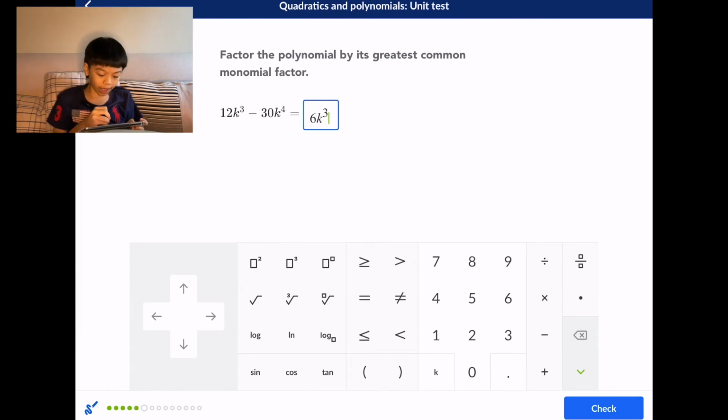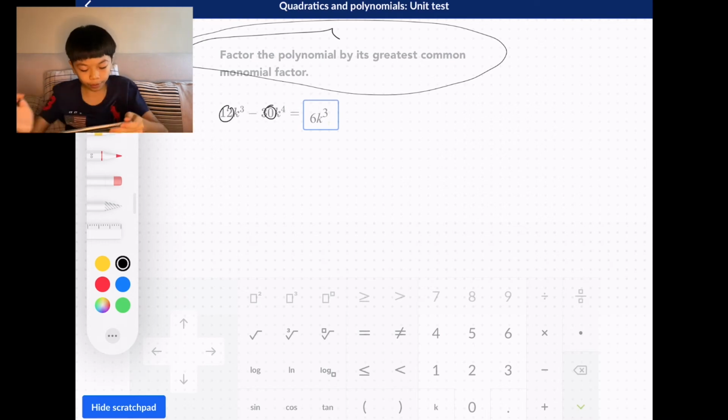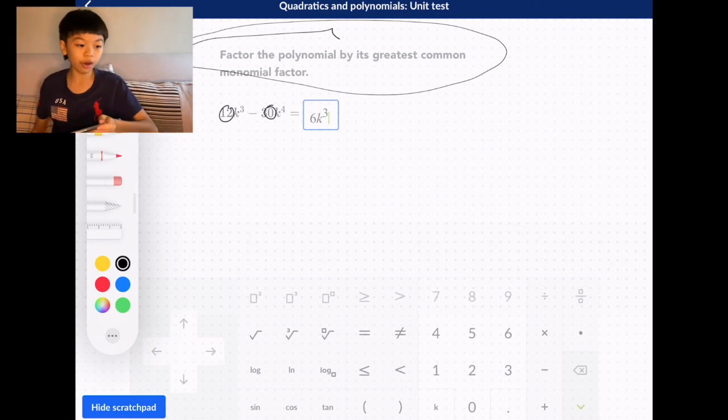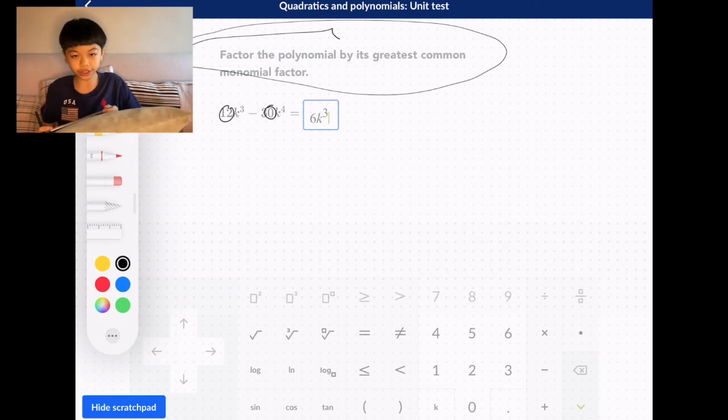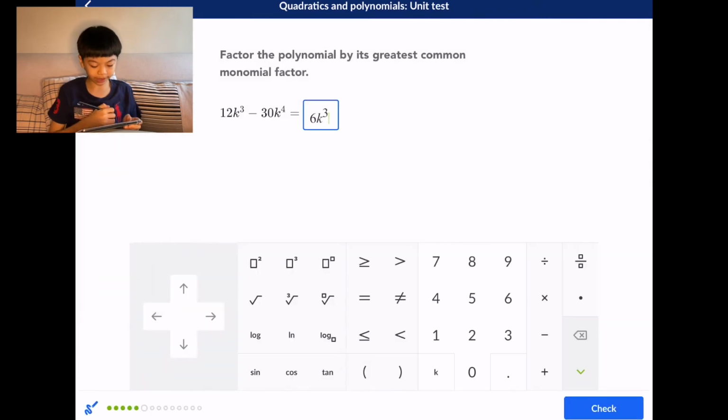So when they're asking you a question that looks something like this, first you need to see all the whole numbers. You don't bother about the unknown, neither do you bother about the power yet. So, what are the factors of 12 and 30? 6 is a common factor of them, so I'll put 6 there. Now, we look at k to the power of the smallest power. In this case, the smallest power of k is cubic. So, it would be k cubed, or you can say k to the power of 3, however you like to say it.